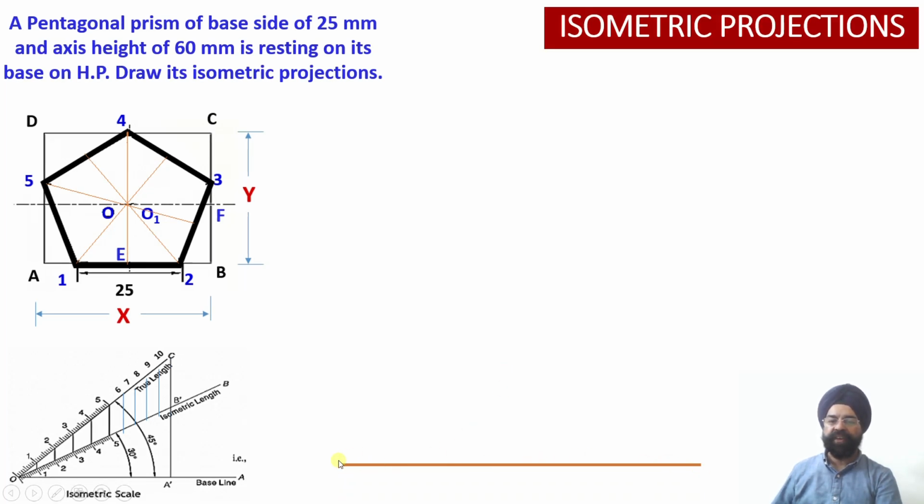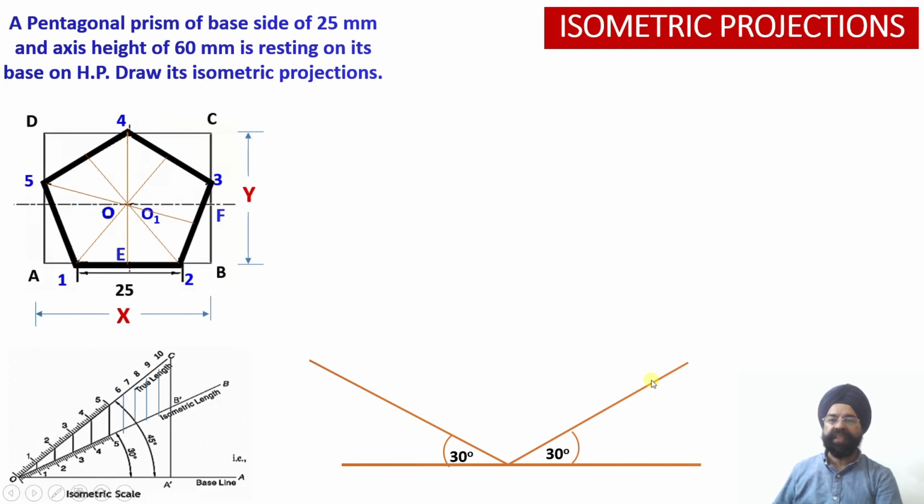In the isometric projection, what we have to do is draw the ground line or the locus line first of all. So this is our horizontal ground line. We are going to mark a point over here, the starting point, and corresponding to this starting point we are going to mark our x-axis at an angle of 30 degree, and the z-axis we are going to draw at an angle of 30 degree.